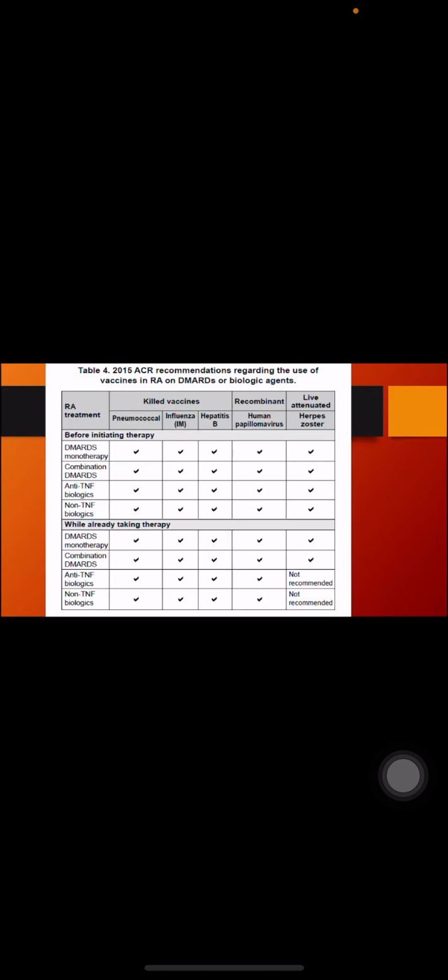Pregnancy and lactation: several medications are contraindicated, so refer them all to the pre-pregnancy clinic. During pregnancy, rheumatoid arthritis can worsen, remain the same, or improve. Vaccination is recommended: pneumococcal, influenza, hepatitis B, human papillomavirus, herpes zoster. Killed and conjugate vaccines are safe in this kind of patient. So what is the ACR recommendation? Basically all the vaccines are recommended, except for the herpes zoster vaccine. For those taking anti-TNF biologic and non-TNF biologics, it's not recommended.